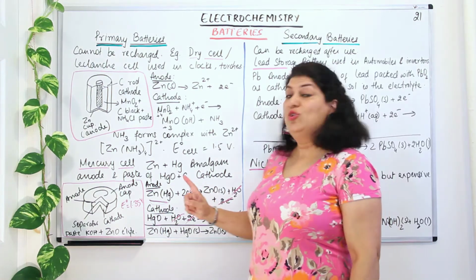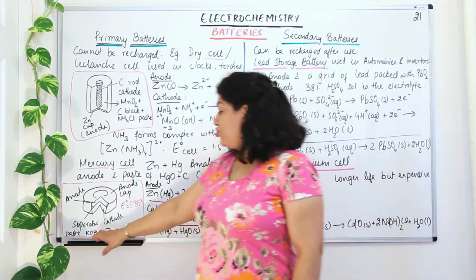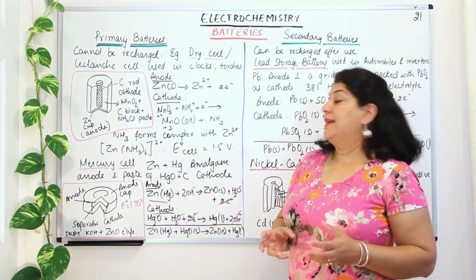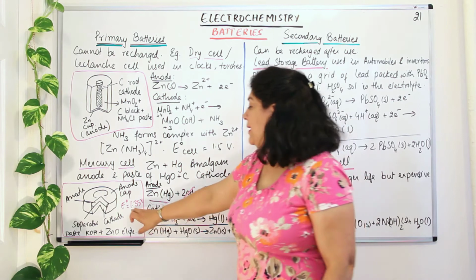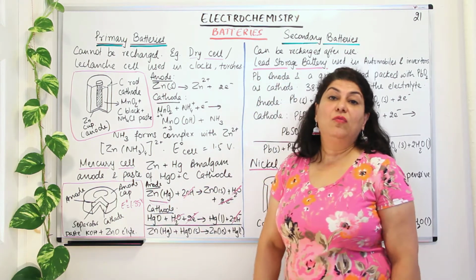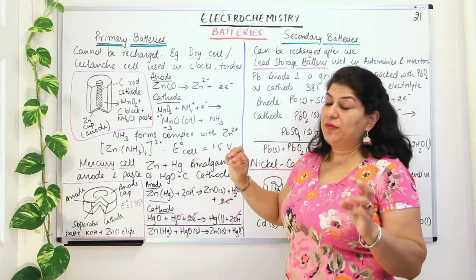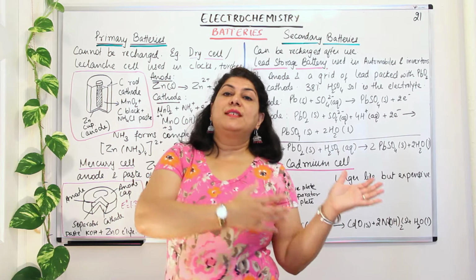And I did not tell you about the electrolyte that we use here. The electrolyte is a mixture of potassium hydroxide and zinc oxide. This mixture acts as the electrolyte. Now the EMF of a mercury cell is 1.35 volts. Now we understood the primary batteries, 2 types of them, that is the Leclanché cell and the mercury cell. Let us now come to the secondary batteries.